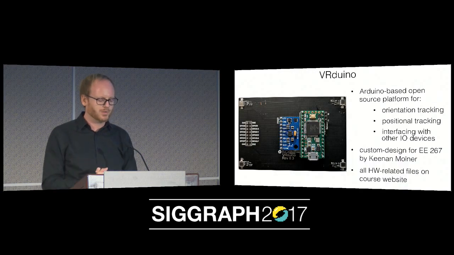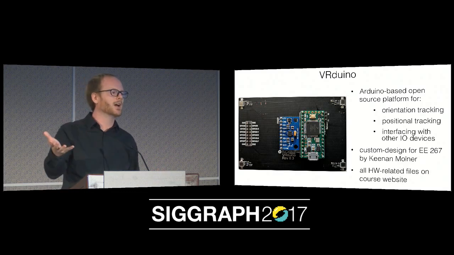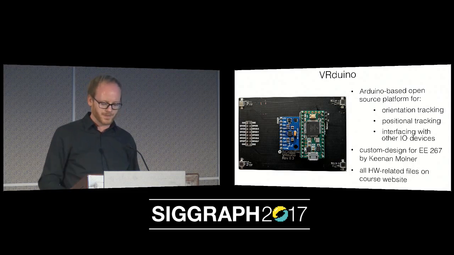The other important component that we're using is the vArduino. The vArduino is really just a little hardware plugin for the Arduino. It's all open source. We use it for orientation and position tracking and to interface with other I/O devices like vibration motors, flex sensors, or other things. It's custom designed for our course by Keenan Molnar. The design files are all on the website already. If you want to reproduce it or modify it, go ahead and do it.